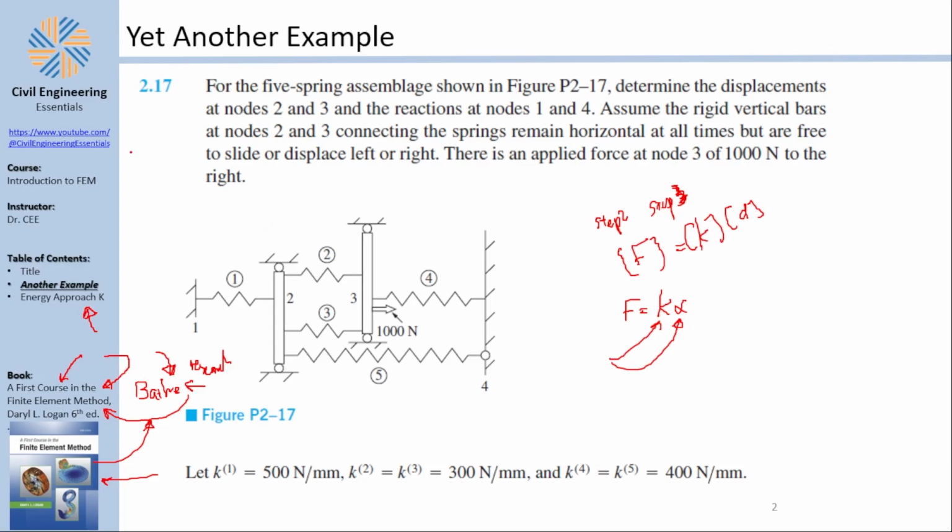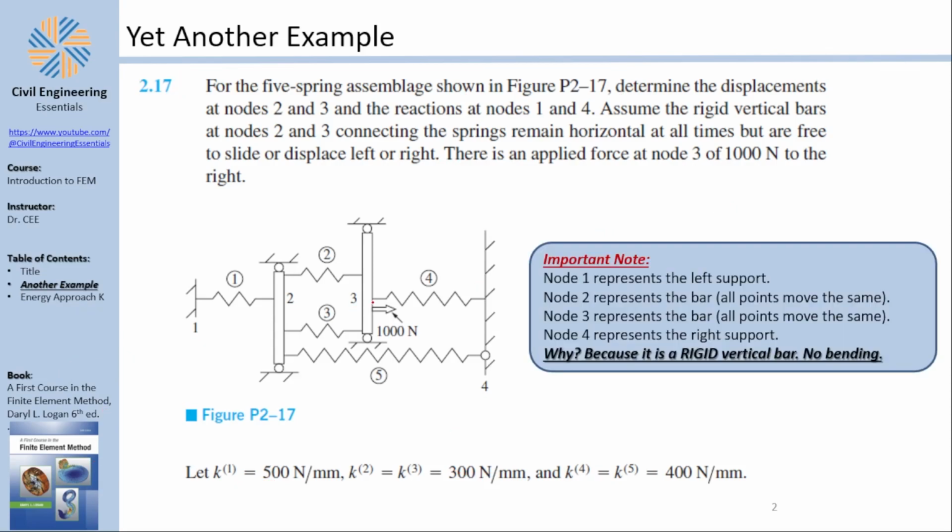Anyway, I am going to solve problem 2.17 from that book, which basically tells you that there is a 5-spring assemblage. You can say node number 1, node number 2, node number 3, and node number 4, and there are 5 springs. Of course, he gave you the K factors of each spring in newtons per millimeter. Here I need to mention that there is a unit thing that you need to keep an eye on. So what does he want from me? Well, he wants me to find the displacements and the reactions. I will find more than this. You will see by the end of this video, this is really cool.